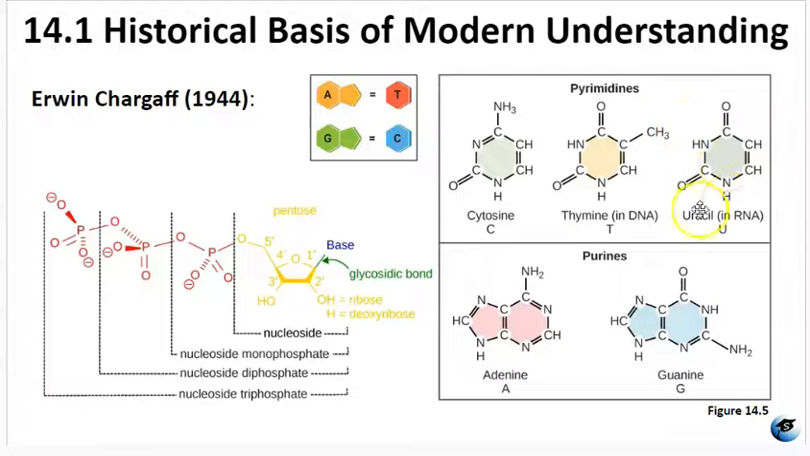And then also here we have uracil. Uracil is in RNA, but not in DNA. And then thymine is in DNA, but not in RNA.